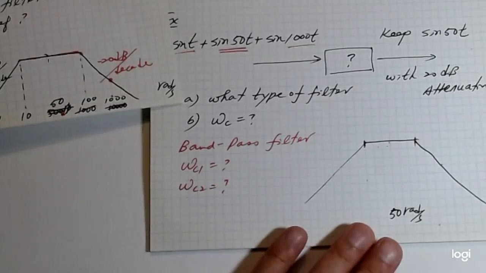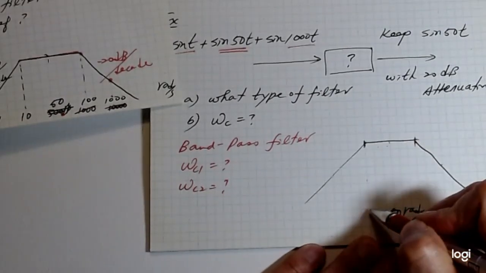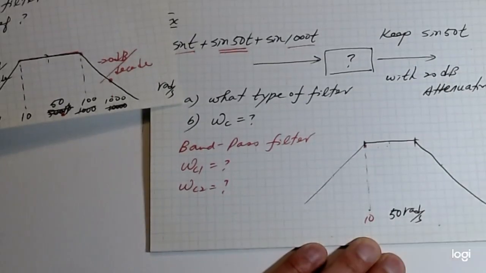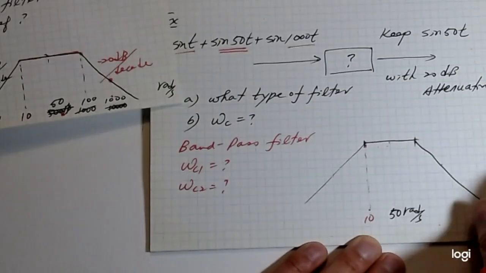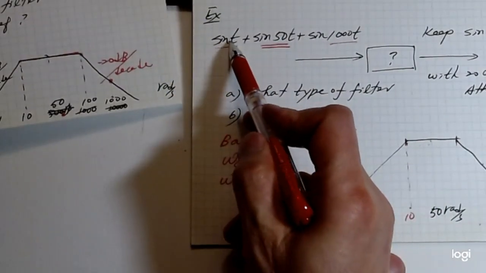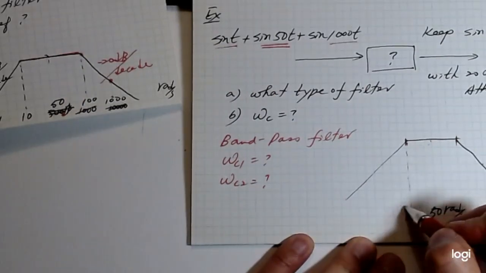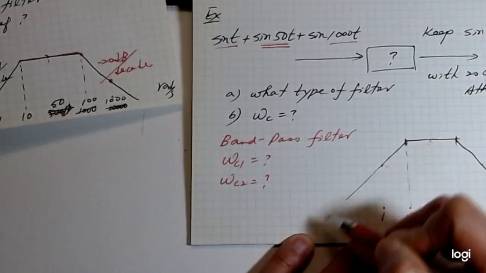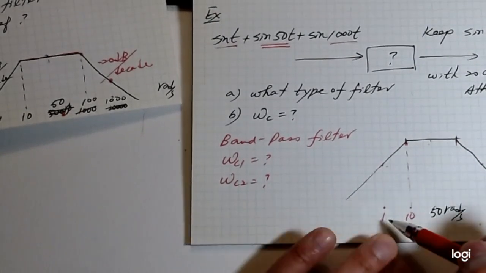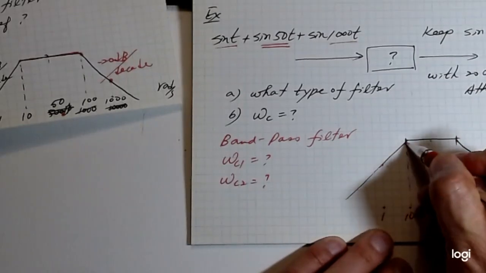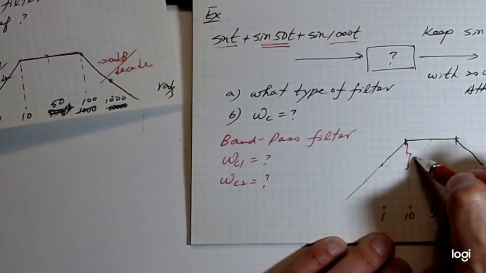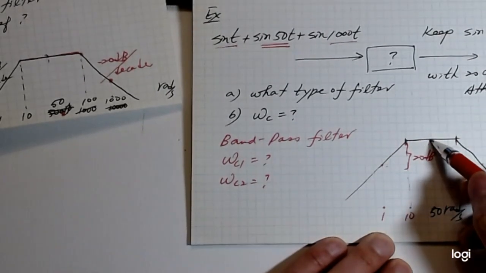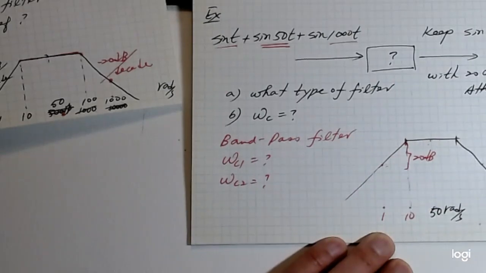Well, let's say we pick this frequency at 10 radian per second. Why? Because from 1 to 10, the slope is 20 dB per decade, so the difference here is 20 dB. So 50 is somewhere here, so this one should work.